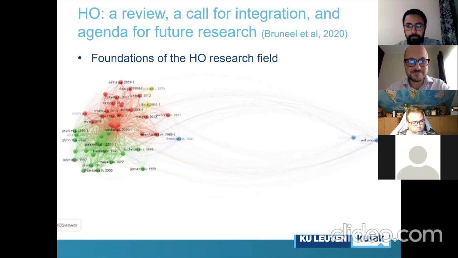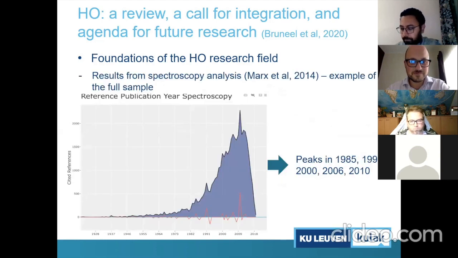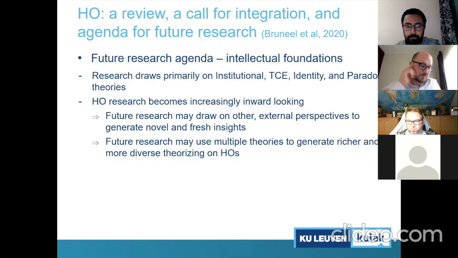my colleague also did spectroscopy analysis. I'm not sure if somebody is familiar with that. Maybe Philip, are you familiar with the spectroscopy analysis? Spectroscopy analysis basically allows to identify which years have been more impactful in influencing the research field of hybrid organizations compared to the average across the whole time period. And this is indicated by the peaks. You see the peaks here on this graph. Where is it?